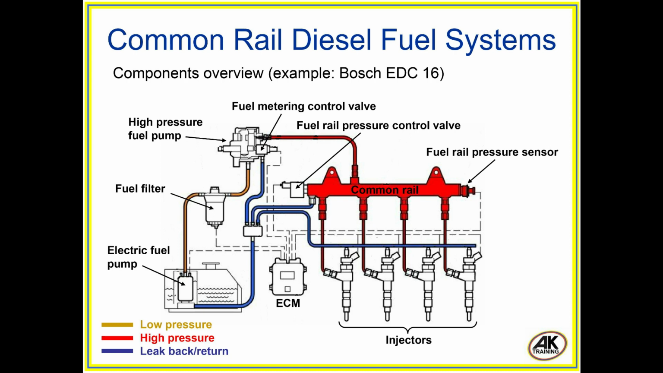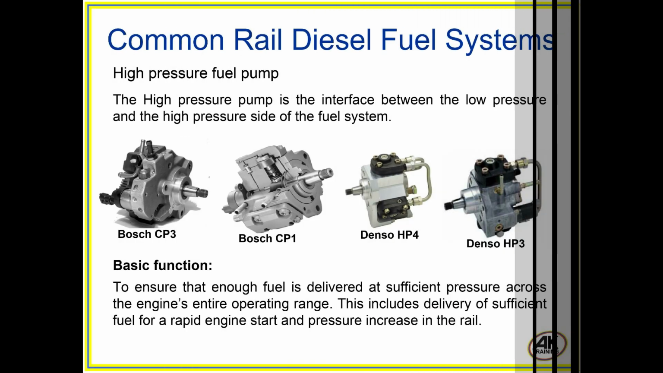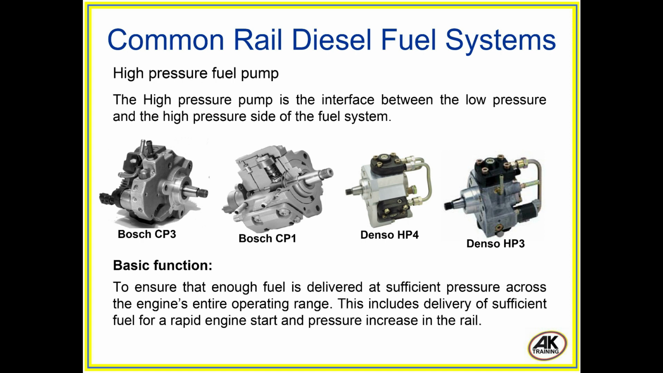Components overview. Example shown, Bosch EDC 16. High-pressure fuel pump. The high-pressure pump is the interface between the low-pressure and the high-pressure side of the fuel system. Basic function: to ensure that enough fuel is delivered at sufficient pressure across the engine's entire operating range. This includes delivery of sufficient fuel for a rapid engine start and pressure increase in the rail.